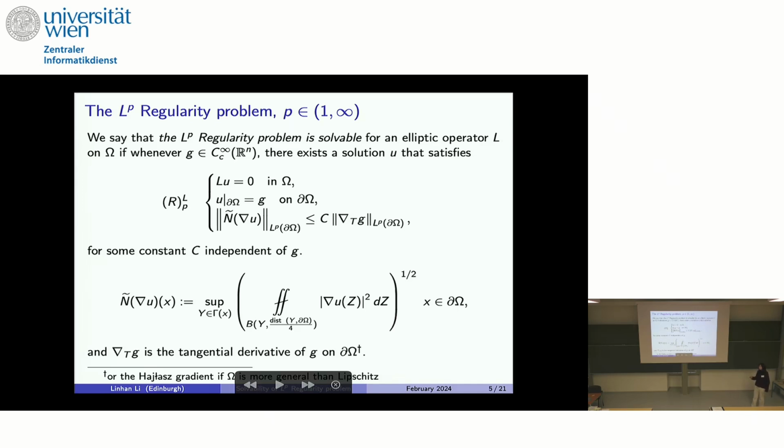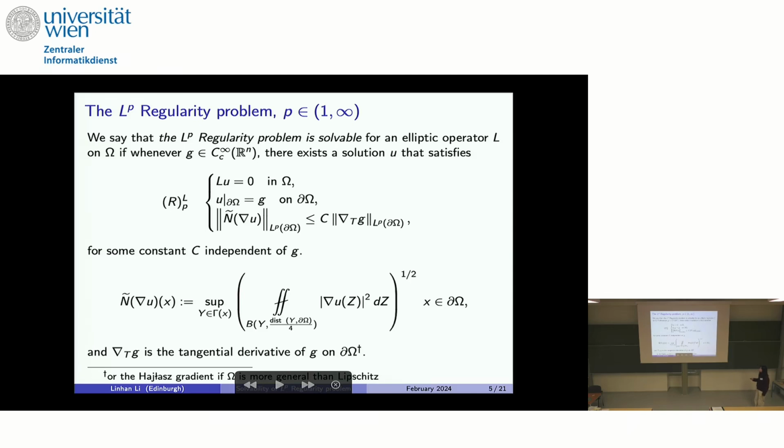So we have to modify our definition of the non-tangential maximal function a little bit. So instead of taking the supremum, we still take the supremum on a cone, but instead of evaluating the gradient of U at the point, we evaluate on a ball centered at the point, and it's basically a Whitney ball. So it's a ball centered at Y and with radius comparable to the distance to the boundary. So it's an average. All right, so here we control this LP norm of the non-tangential maximum function of the gradient by the LP norm of the tangential gradient of the boundary data. Now, if the domain is more general than Lipschitz, then this has to be replaced by the Hausdorff gradient. But since I'm not going to talk about more general domains in this talk, let's just leave it at this.